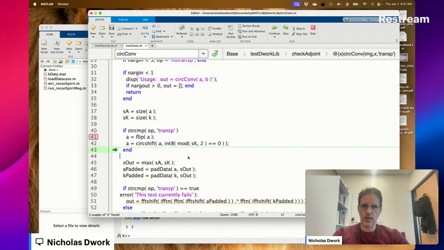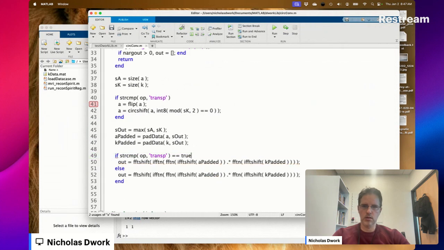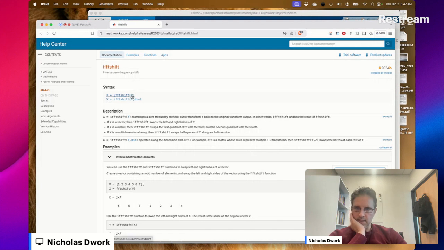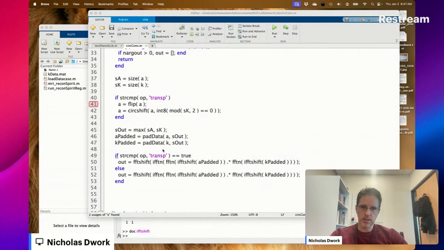One. Great. Because it's even. Oh. Whoa. IFFT shift, doc, IFFT shift. Does that do it in each dimension? If y is a multi, swaps half spaces of y along each dimension. Okay, it does it to the whole thing. Good function, MATLAB. Good function.